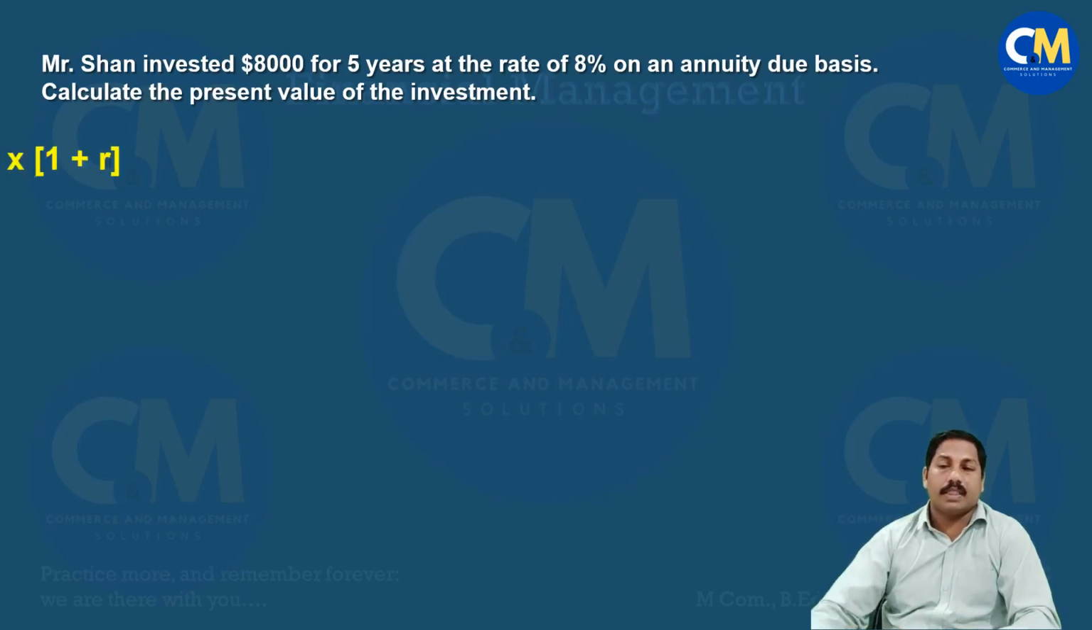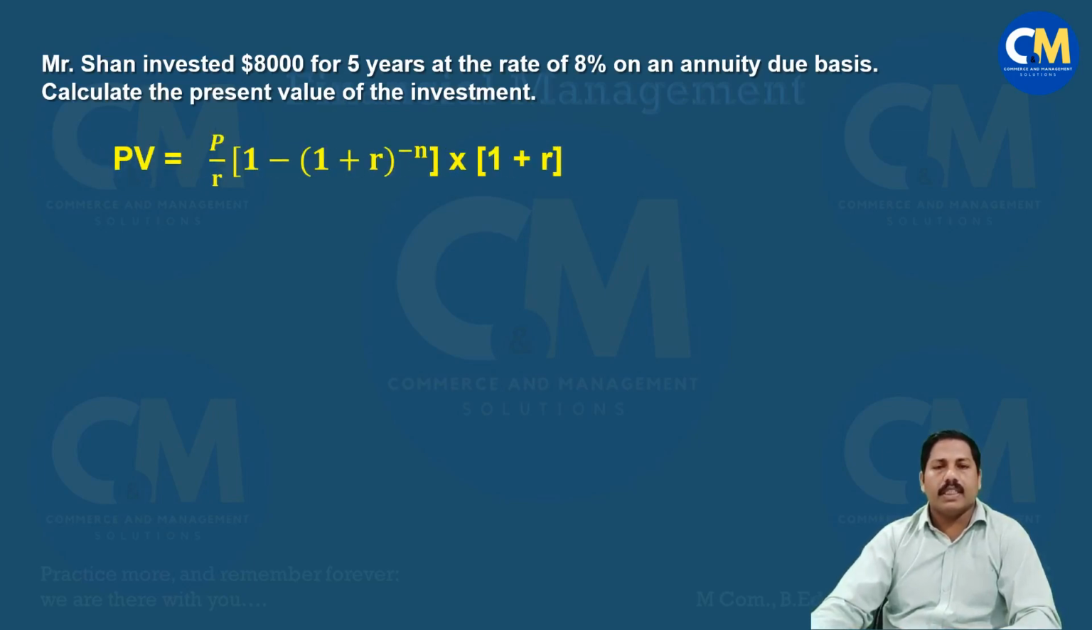How to calculate the present value? We have a formula here. That is P divided by R into 1 minus 1 plus R raised minus n into 1 plus R. Apply this formula if you are getting this kind of questions to get the answer. Then find out the values which are required to work out this formula.